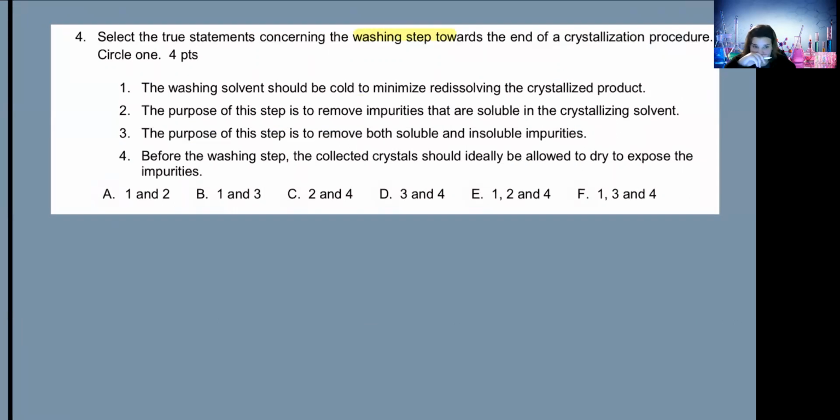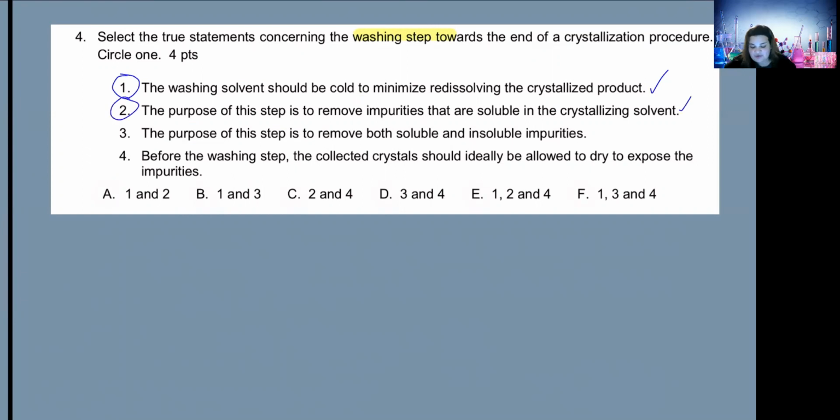Number 1, the washing solvent should be cold to minimize redissolving the crystallized product. I really like that one. I hope you guys like that one. That looks like a good one. I'm gonna keep it. Oh, we can select multiple statements. So I'm gonna give it the circle of approval. The purpose of this step is to remove impurities that are soluble in the crystallizing solvent. Hey, ding, ding, ding, we have a winner. I like that one too.